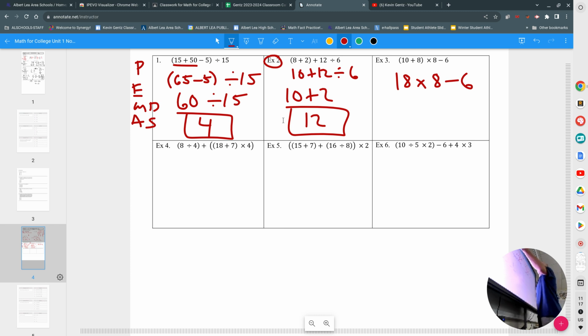Well, the order of operations says we got to do that multiplication first. So 18 times 8. I got 64. I carry the 6. I got 144. So it's 144 minus 6, which is 138.